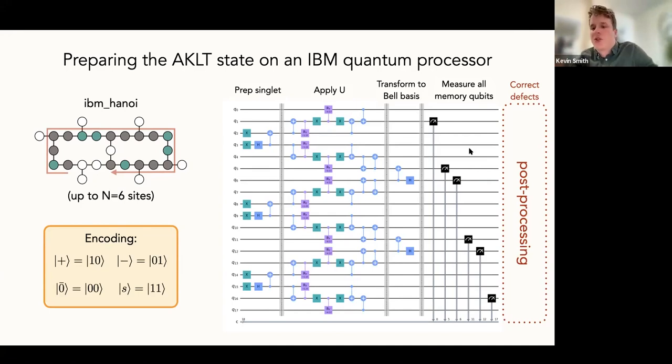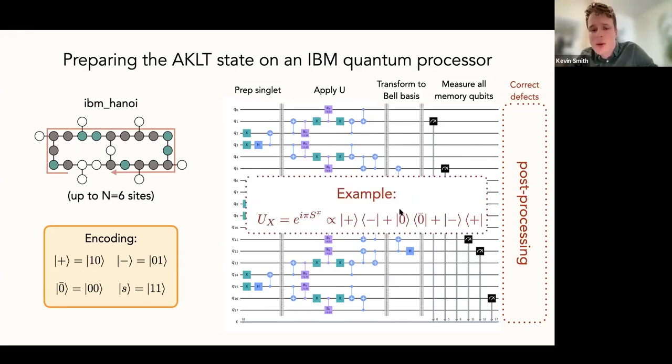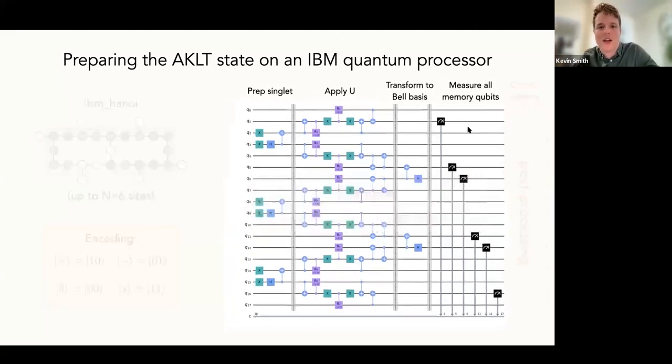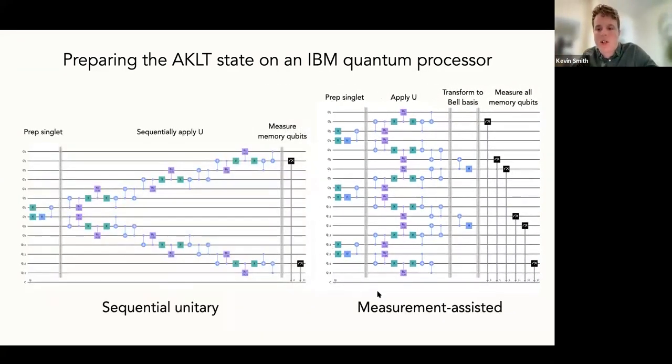However, we used a trick in that all of these defects, it turns out, can be corrected in post-processing. To explain the basic idea, say we have an X defect, then this is removed with the following unitary operator, which, as you can see, all it does is permute the spin 1 basis states. So if we just keep track of where our defects are, then all we need to do is change the local encoding for our spin 1 sites, and that will correct the defect. Okay, so that's the technique that we use, and we compare this preparation with this measurement-assisted approach to the sequential unitary approach, which you can see is a much deeper circuit.